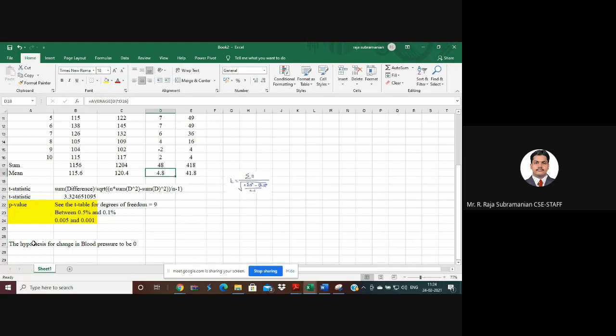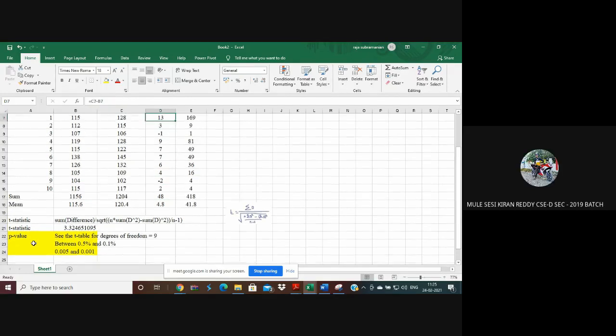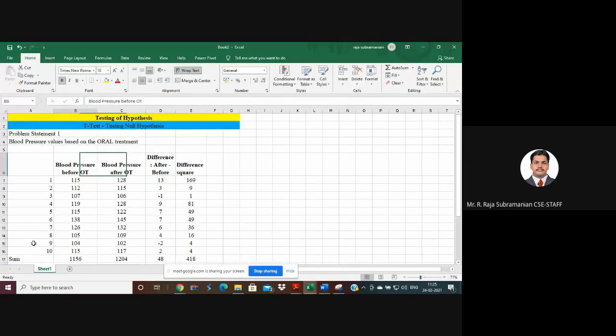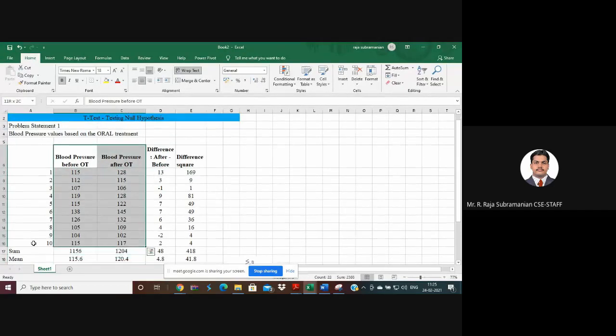Is it clear on how to calculate the p-value? Shall I say one more time? The t-test is most important. What will be given is this particular table. You'll be given this table before some operation and after some operation. What will be the first step? Find the difference. Find the difference square.